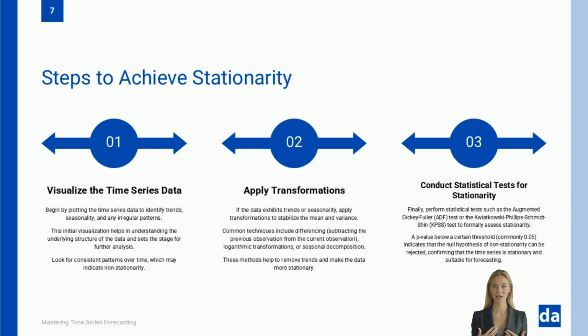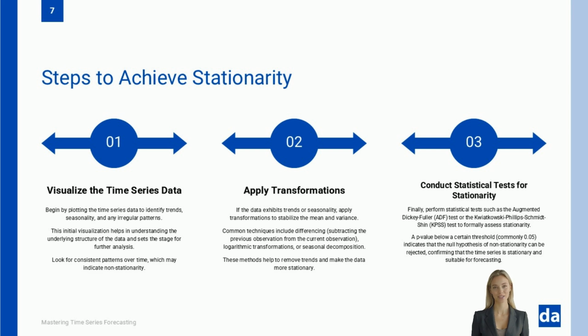Next, if you observe trends or seasonality in the data, you will need to apply transformations. These transformations are essential for stabilizing the mean and variance of the time series. Common techniques include differencing, where you subtract the previous observation from the current one, logarithmic transformations, or seasonal decomposition. These methods are effective in removing trends and making the data more stationary.